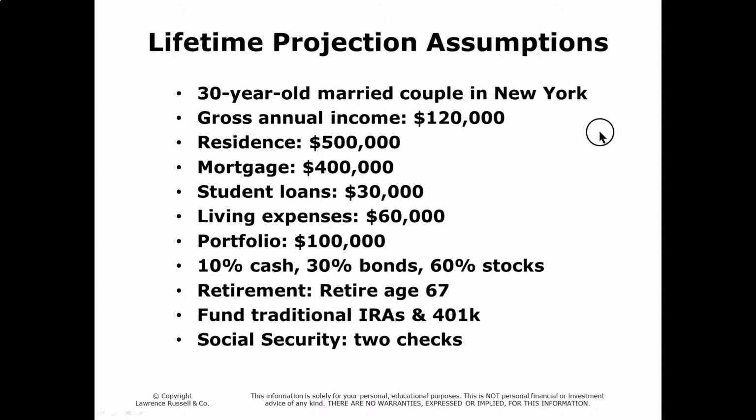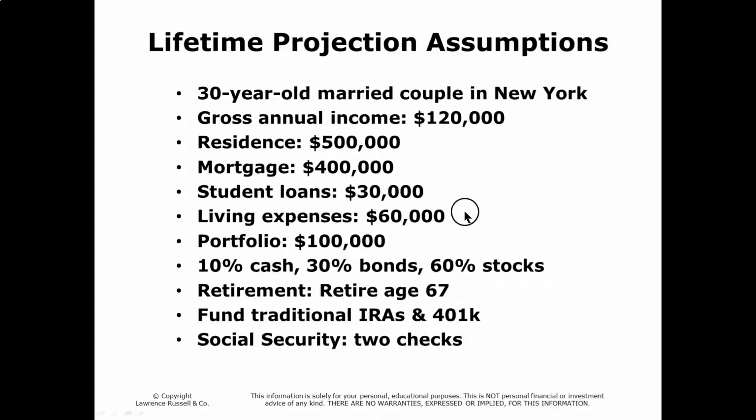Just so we don't have to go into all the details while we're in there, we preloaded the model to represent this particular family. It's a 30-year-old married couple, happens to be in New York, which has graduated income taxes. Their total annual income is $120,000. They both have professional careers that are earning good money. Very recently, they bought a $500,000 home. They have a $400,000 mortgage. They still have $30,000 worth of student loans that they're going to pay off.